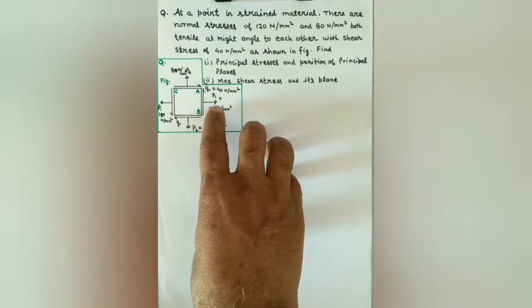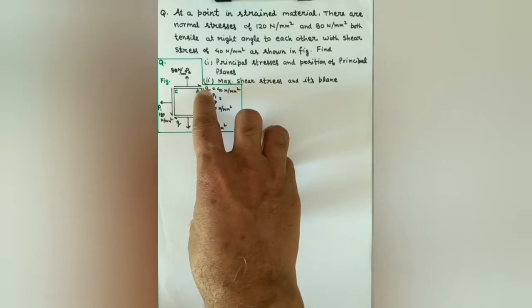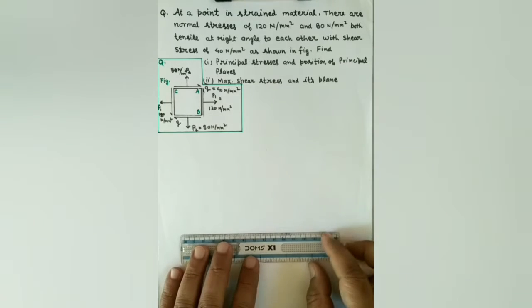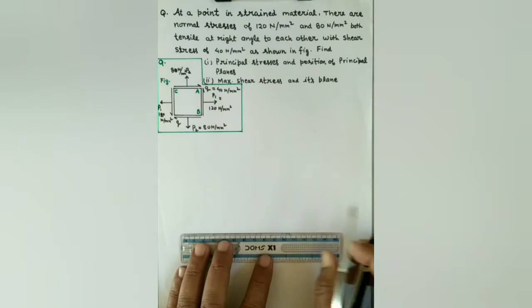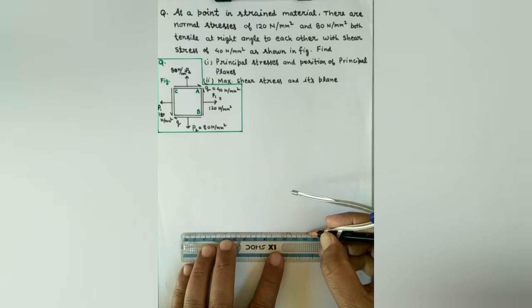So P1 is 120, it's positive since tensile. P2 is also tensile, so it's positive. Shear stress is anti-clockwise on AB plane, so this also is positive. Let us find Mohr's circle for the problem.